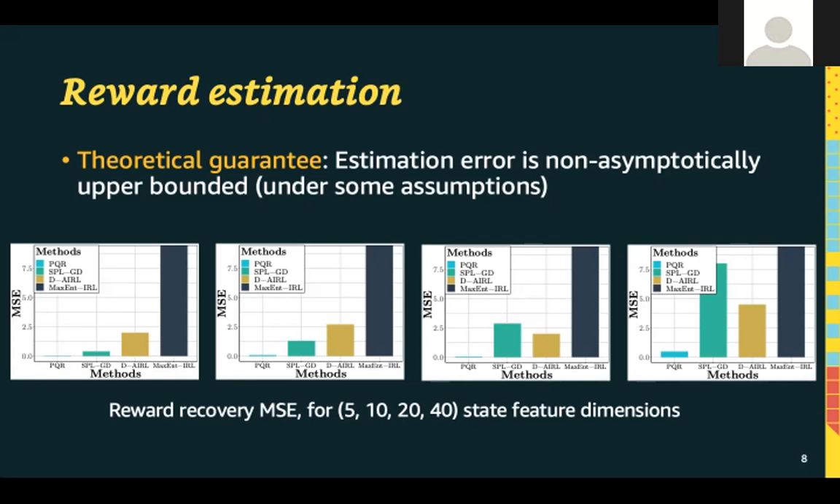In each of these, as you go to the left-hand side, the problem becomes more and more complex, so the state feature dimension increases. And we can see that PQR starts with near 0 MSE. It increases a little bit, but it's always pretty small, always below 1, while other methods increase almost exponentially.